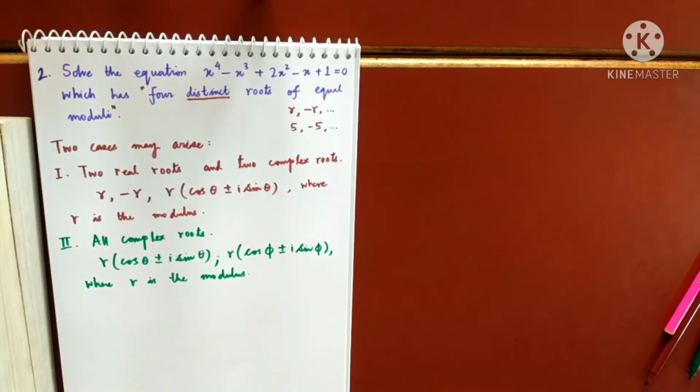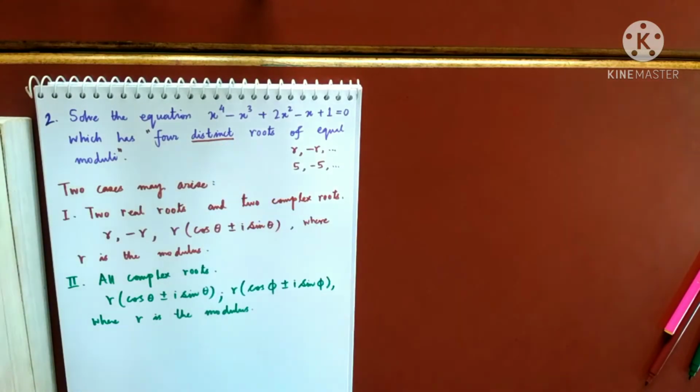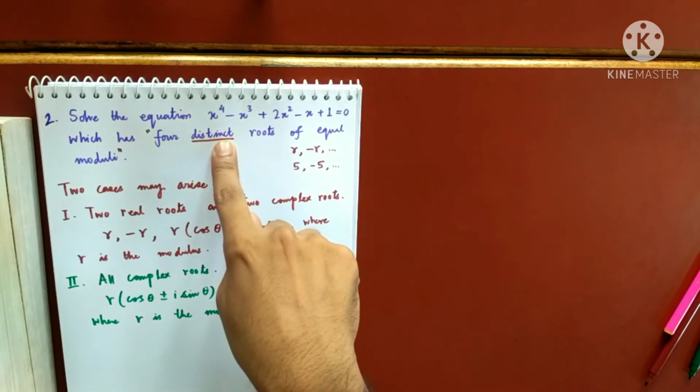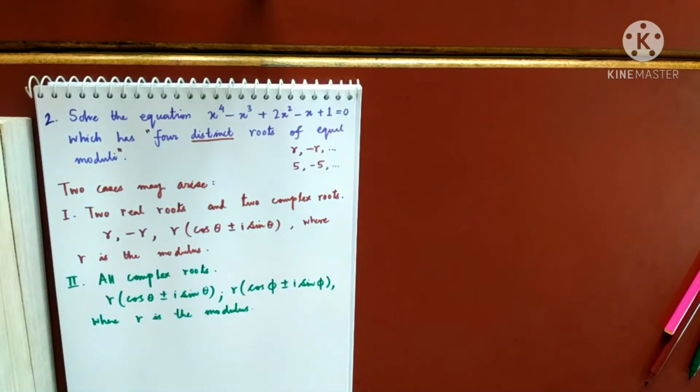If I give you an algebraic equation of degree 4, it may happen that all 4 roots are real, right? But in this case it cannot happen, because they are saying the roots are all distinct. So if the roots are distinct, all cannot be real. And one more condition they have said, of equal moduli. So distinct and equal moduli removes the case of having all 4 real roots, right? Because r and minus r are distinct real roots, but any other real root will not be distinct from them while having equal moduli.